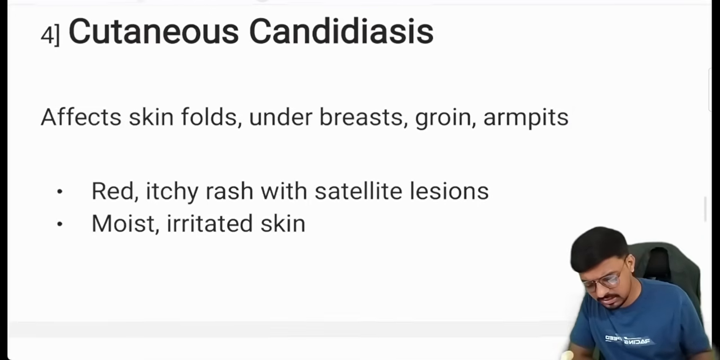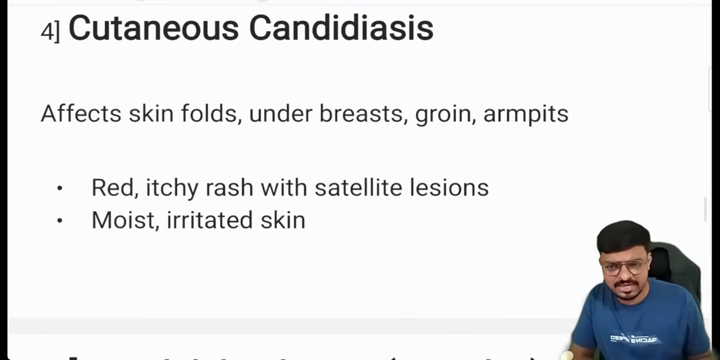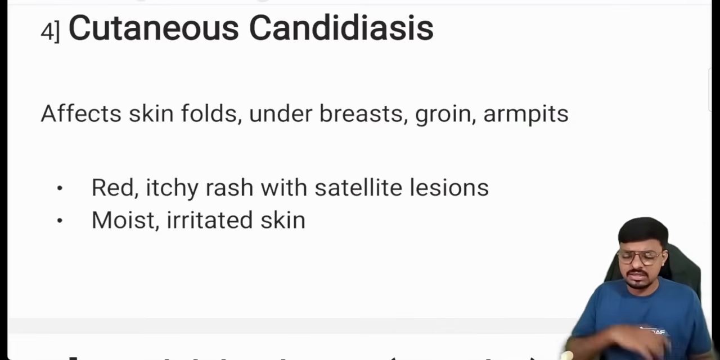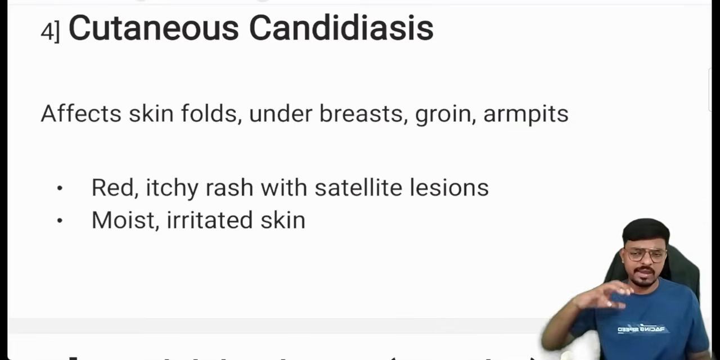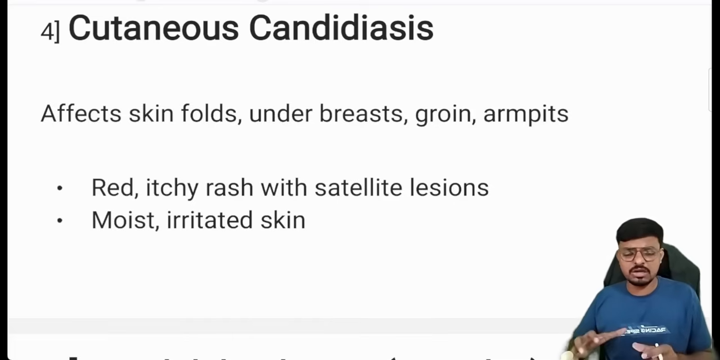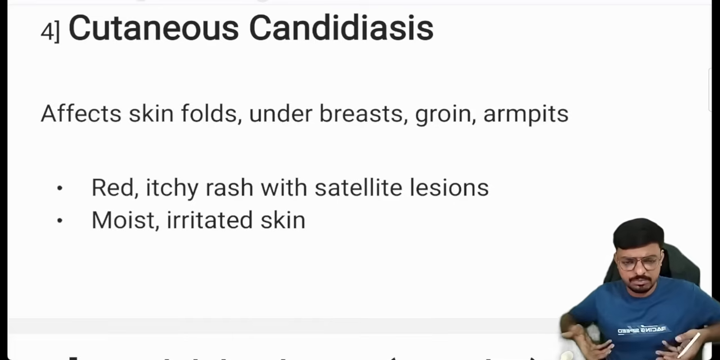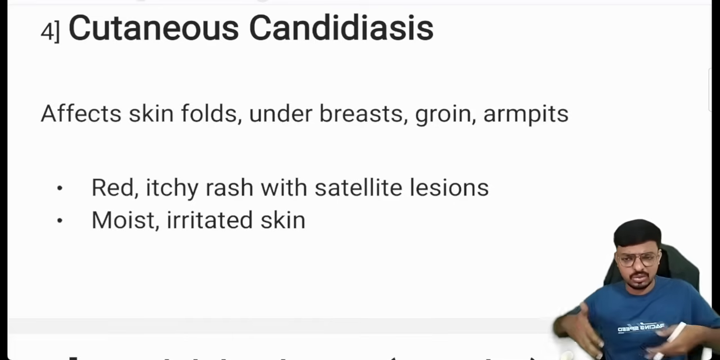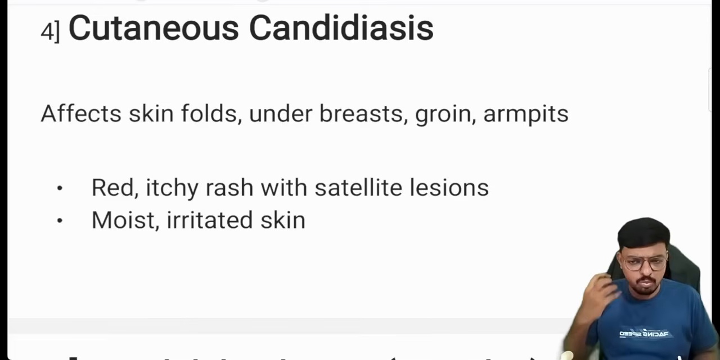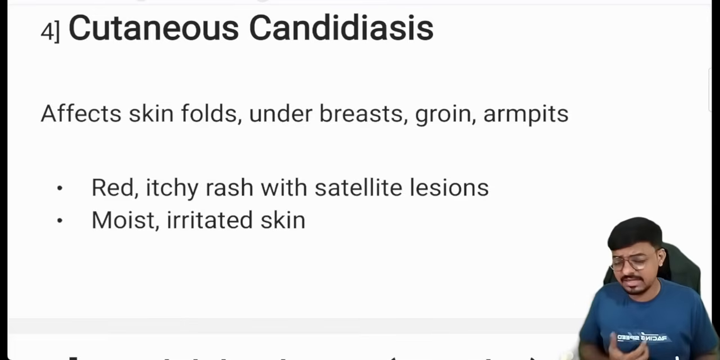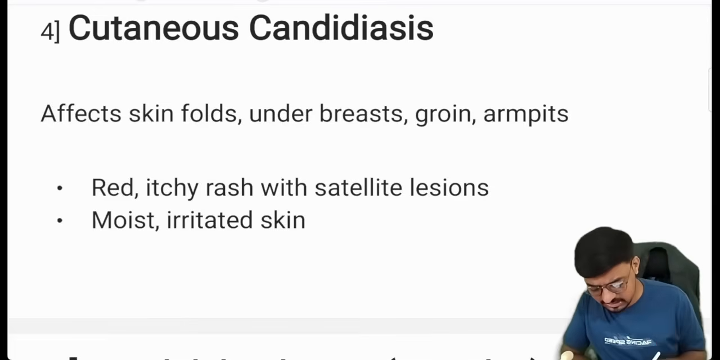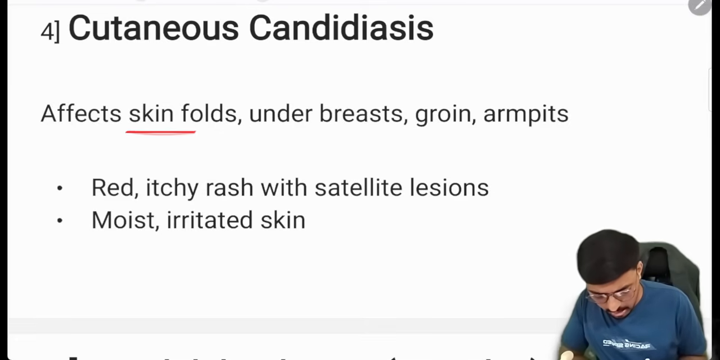Next, the cutaneous candidiasis or skin candidiasis. Here the skin gets infected with Candida. Wherever the risk of sweating is more, like below the breast, in the armpit, and in the groin area, wherever the region is wet and moist, there is an increased risk of skin candidiasis. So cutaneous candidiasis affects the skin under the breast, in the groin, and in the armpits.